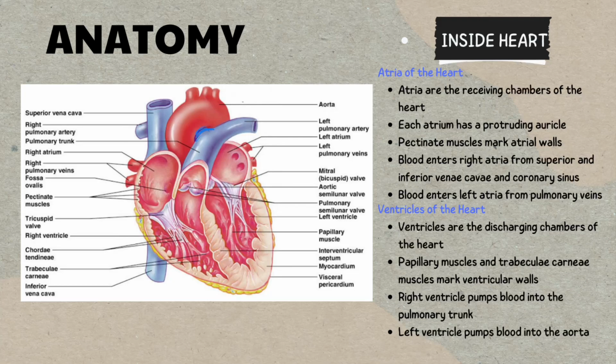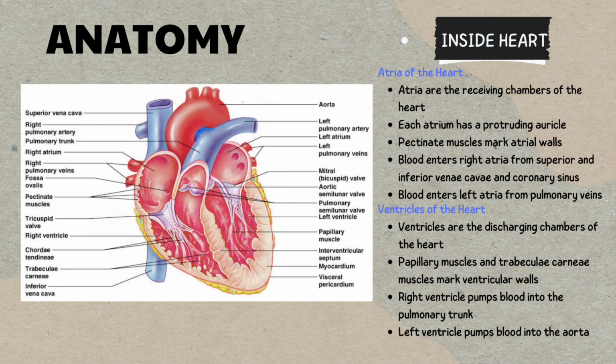And what about inside the heart? Basically, the heart consists of two types of chamber: the upper chambers are the atria and the lower chambers are the ventricles. So we have the right atrium and the left atrium, and then the right ventricle and the left ventricle. The atria are the receiving chambers of the heart. Each atrium has a protruding auricle, and pectinate muscle marks the atrial wall. Blood enters the right atrium from the superior and inferior vena cava and coronary sinus. For the left atrium, blood enters from the pulmonary veins.